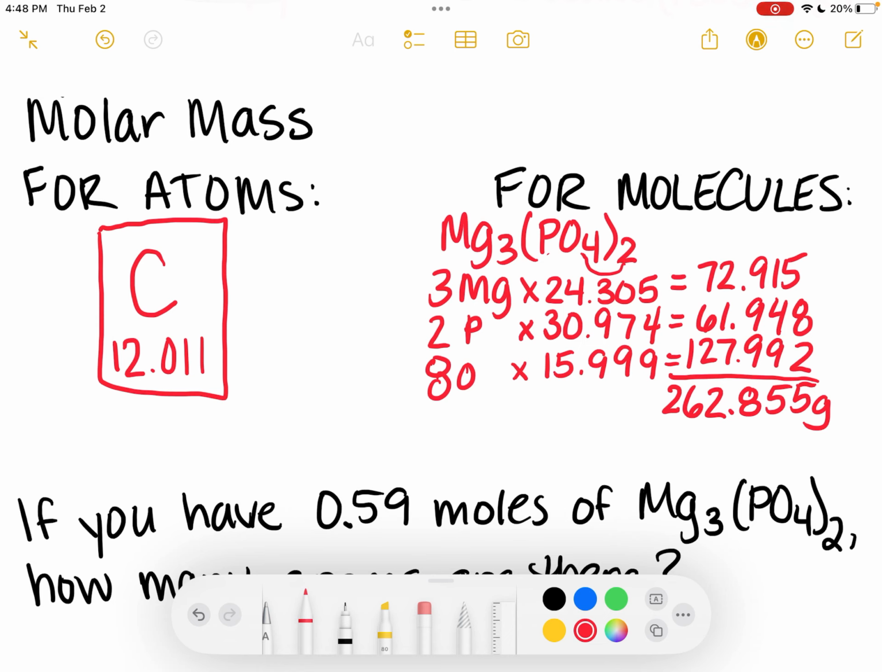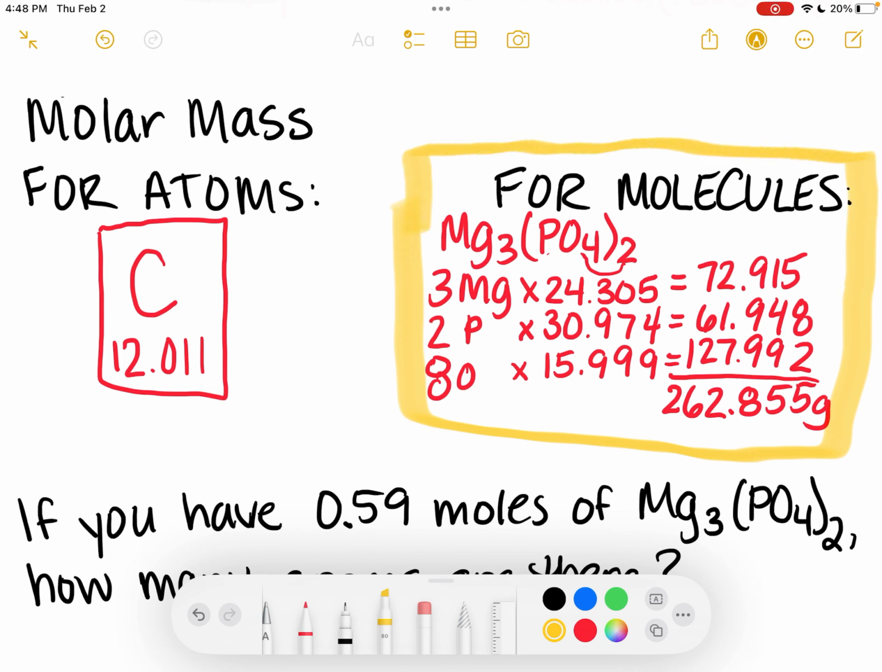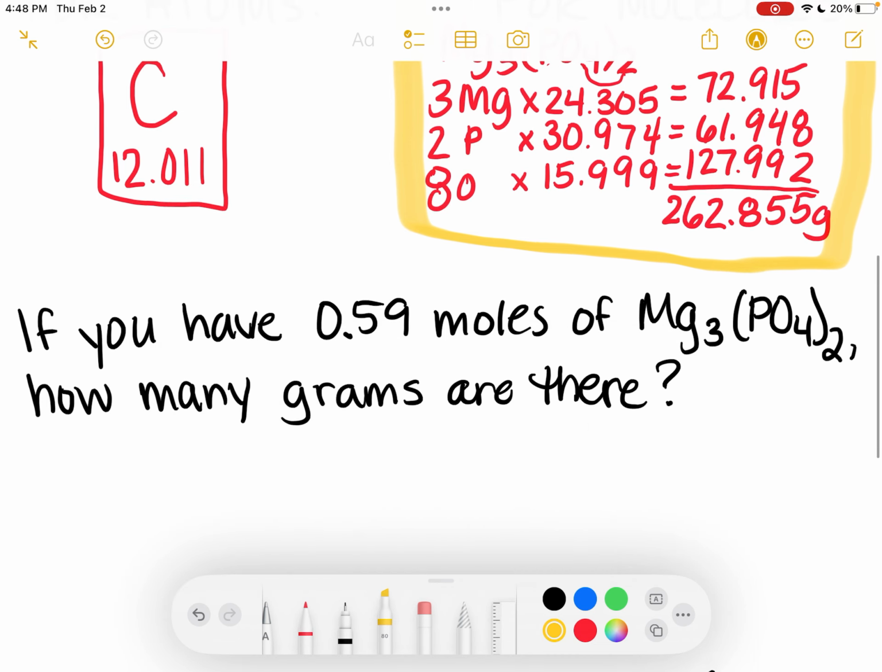So I am going to expect for you to show all of this work on your problems calculating the molar mass in order for you to get full credit.